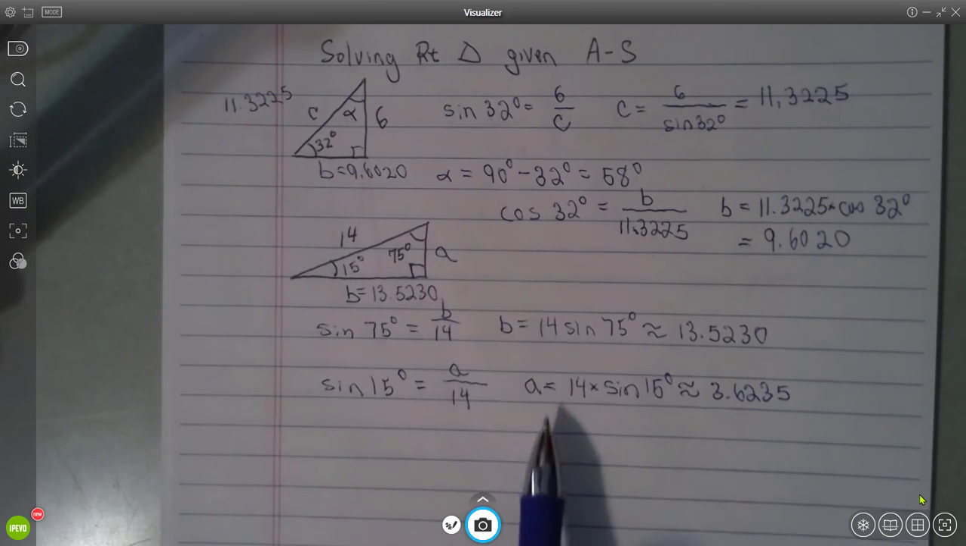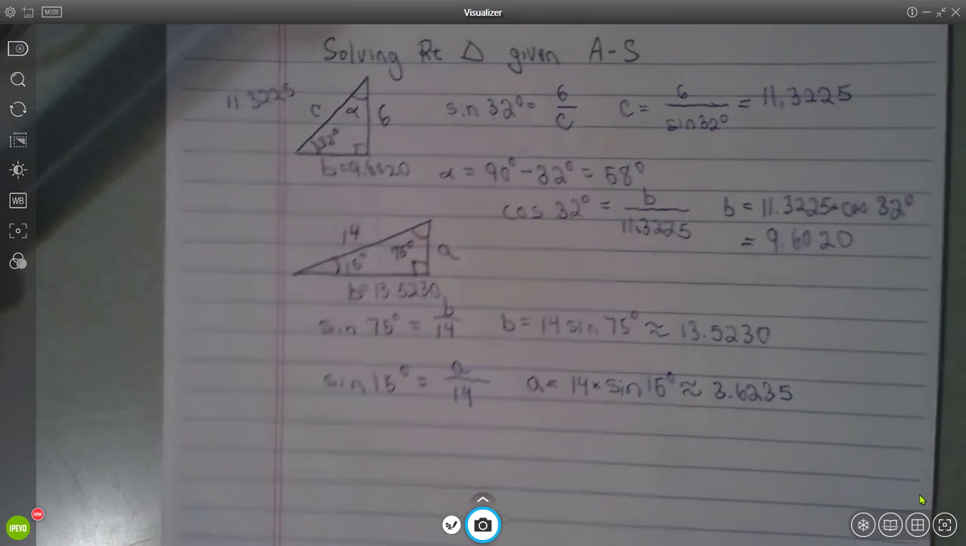All right, we have then all three sides and all three angles. Both of these triangles have been solved.